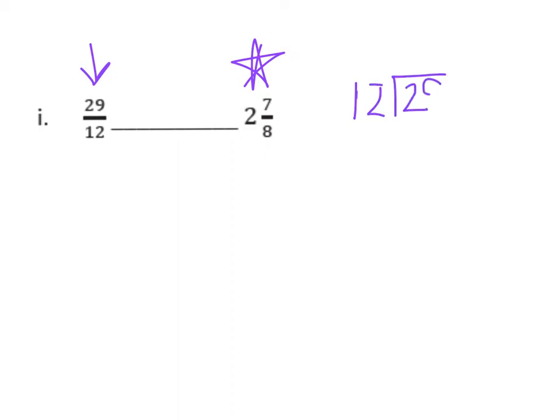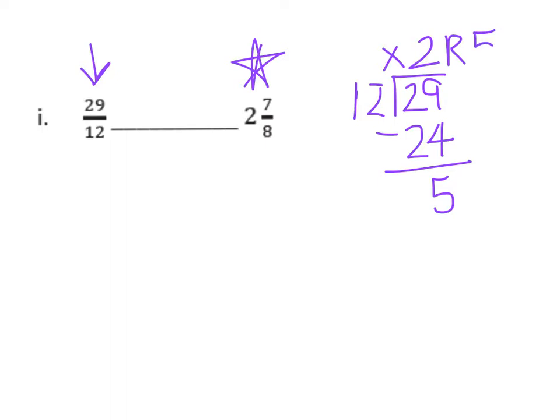So 12 goes into 29 2 times. 2 times 12 is 24. 29 minus 24 is 5. 5 is less than 12. There's nothing to bring down, so my remainder is 5. That means that my mixed number is 2 and 5/12.